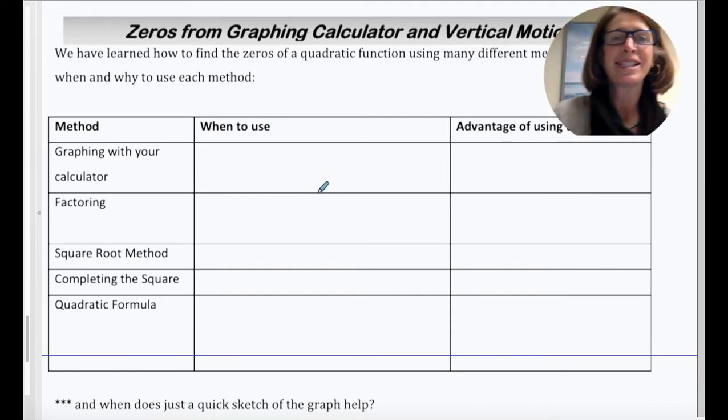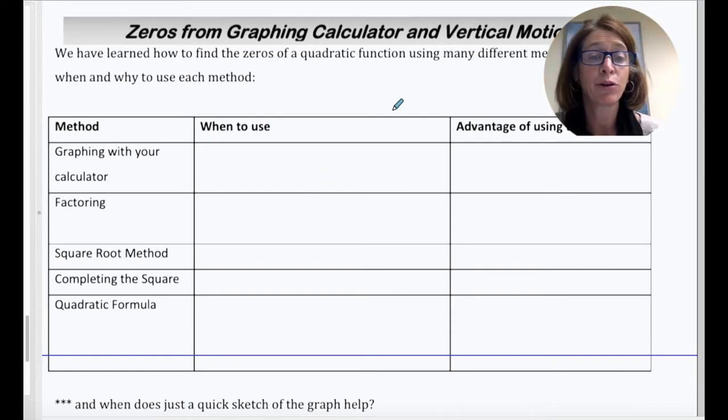So today I'm going to be talking about zeros from a graphing calculator and vertical motion problems. We've actually been doing vertical motion problems, but I've been giving you most of the equations and I'm going to teach you how to write your own. But today let's look at what we've been doing.